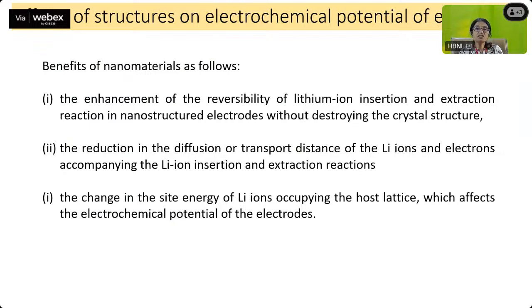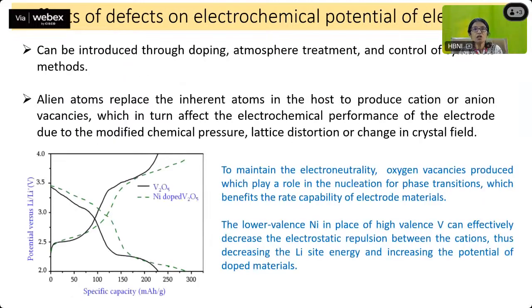Then there is a change in the site energy of lithium ions occupying the host lattice, which affects the electrochemical potential of the electrodes. So you can also introduce some defects, and let's see the effect the defects have on the electrochemical potential of electrodes. And these defects can be introduced through doping or atmosphere treatment and control of synthesis methods.